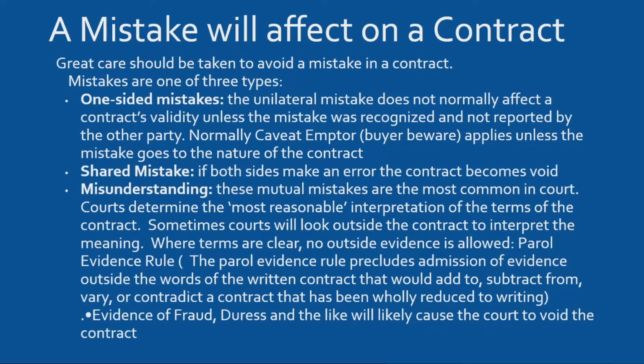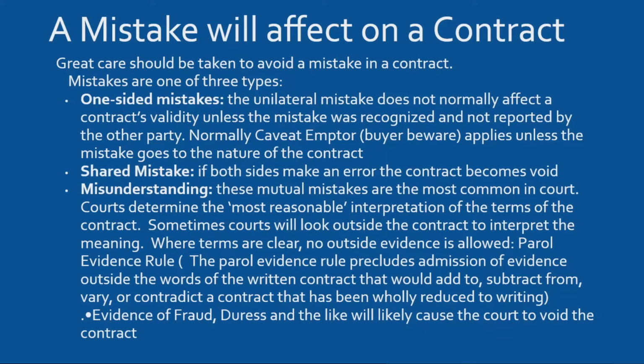A shared mistake is when both parties make a mistake, and really, if both of us are unclear what we're getting into, there is no contract, so the contract is void. And a misunderstanding is when there's a small issue taken up, and the mutual mistakes are the most common ones that hit the courts. Courts determine if it's the most reasonable interpretation in terms of the contract.